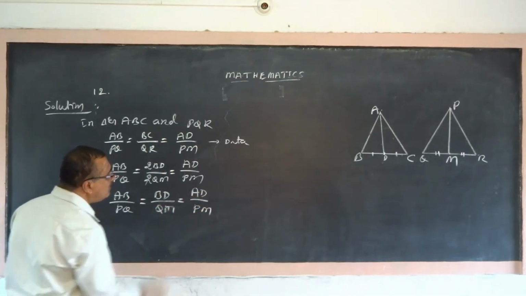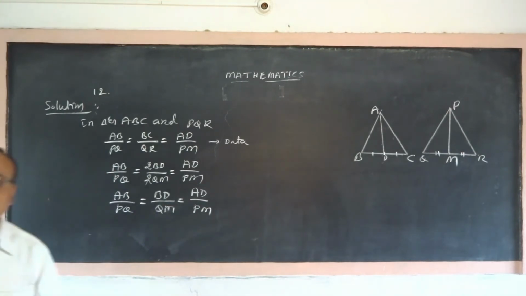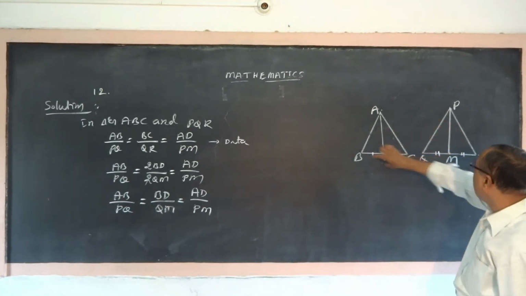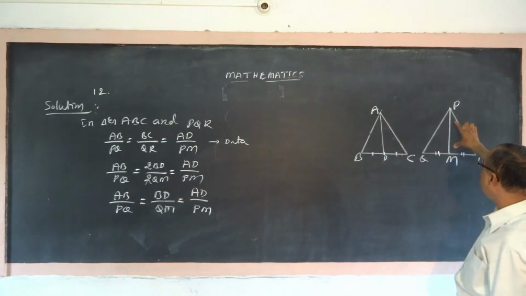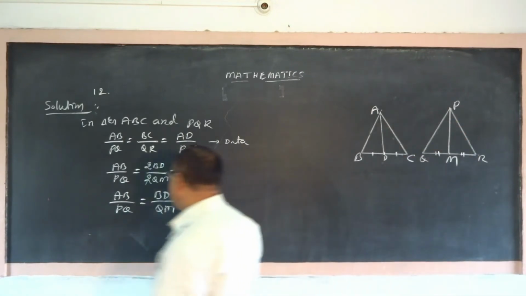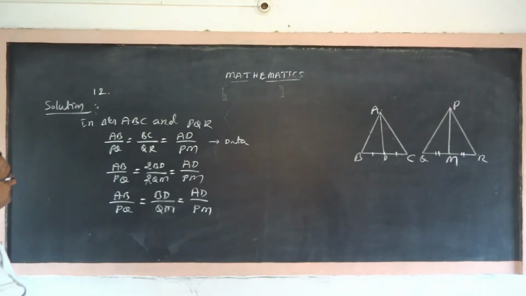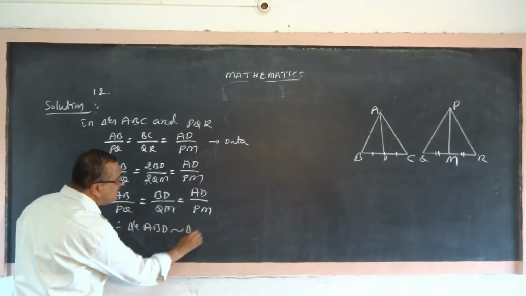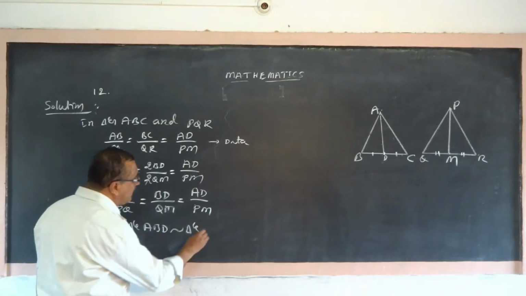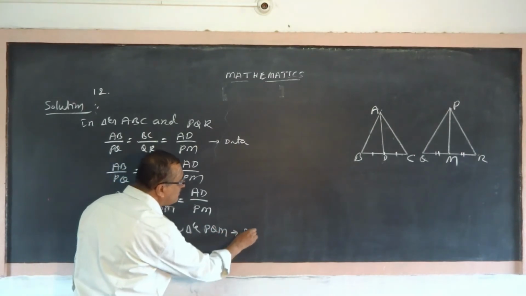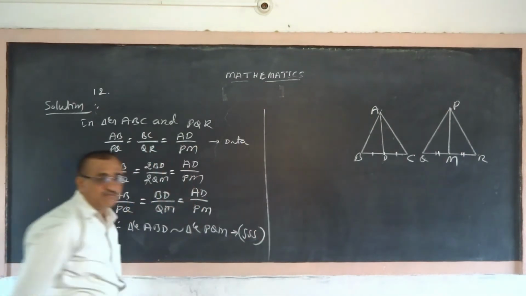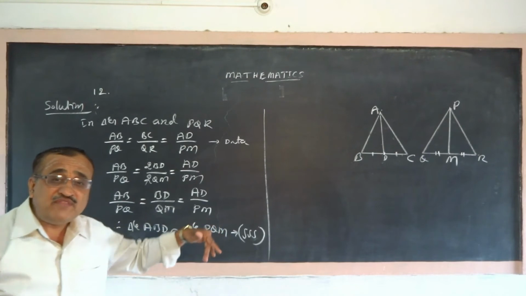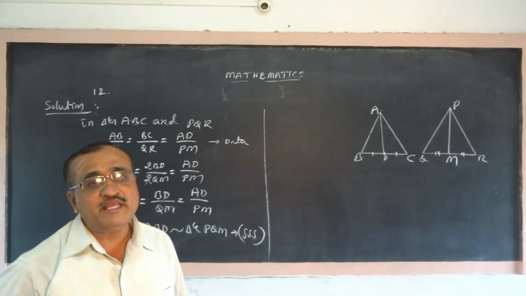Go through in which triangle the sides are proportional. You see, AB by PQ, they have given, is BD by QM and then AD by PM. If it is so, then triangle ABD is similar to triangle PQM according to SSS criterion theorem. According to SSS criterion theorem, these two triangles are similar. When they are similar, then the corresponding angles are equal.